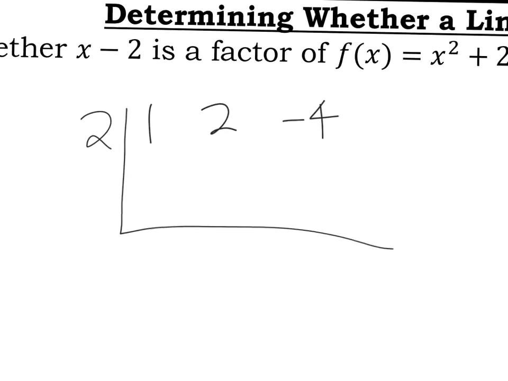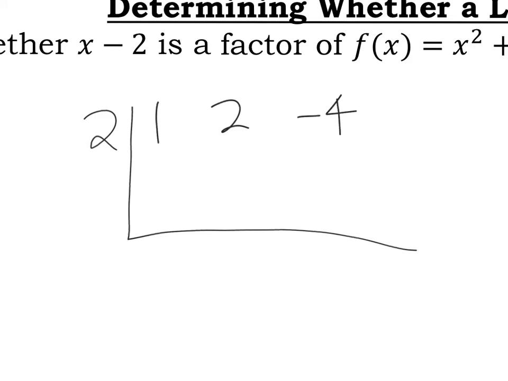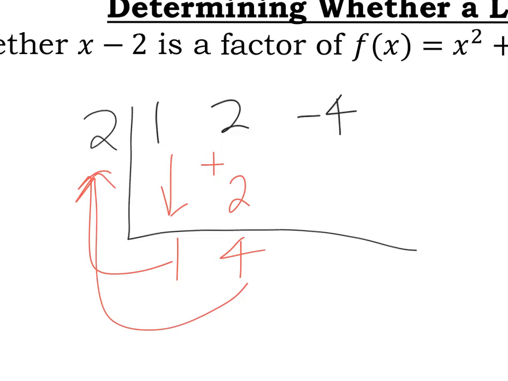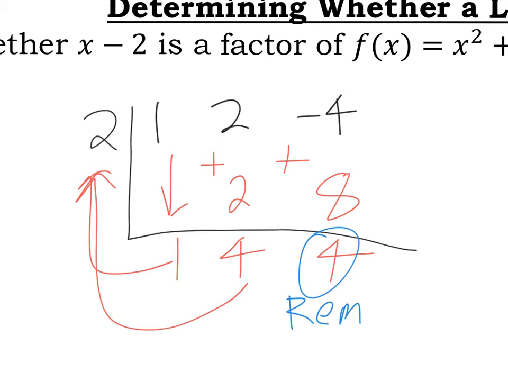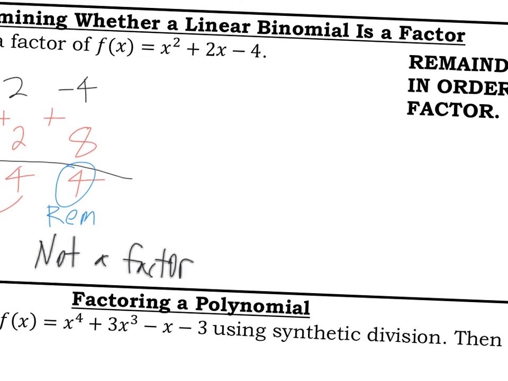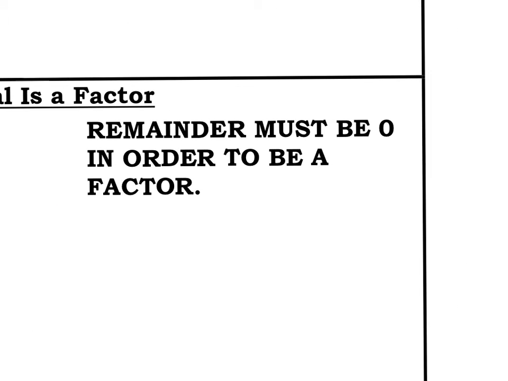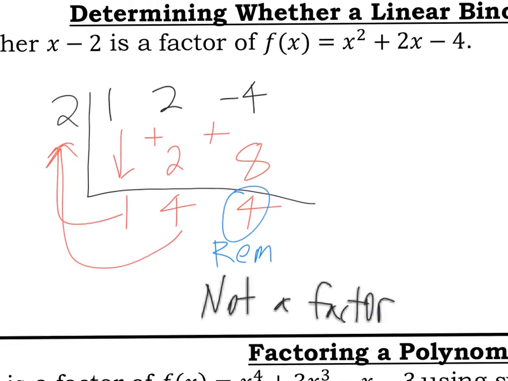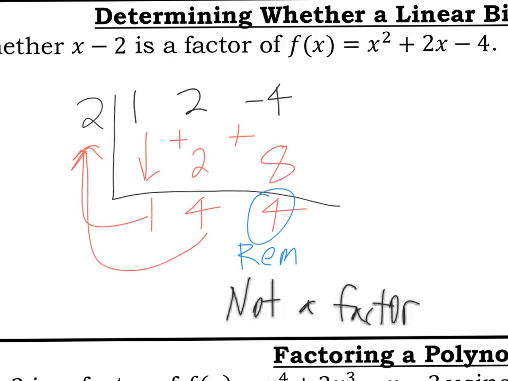And so synthetic division goes like this. You bring down the first number, and then you multiply. What's 1 times 2? That's 2. Then add. What's 2 plus 2? That's 4. Now multiply to the outside again. 4 times 2 is 8. Add that to negative 4, and you get positive 4. So the last number is always your remainder, and if that remainder is not a 0, then it's not a factor. And so since it's not a factor, we can just stop right there. Okay, again, that's just because of this property right there. Remainder must be 0 in order to be a factor. So 4, nope, x minus 2 is not a factor.